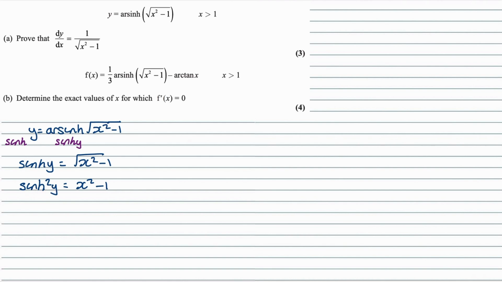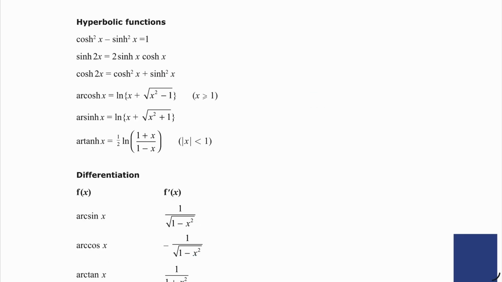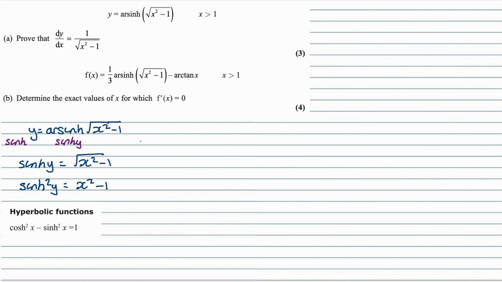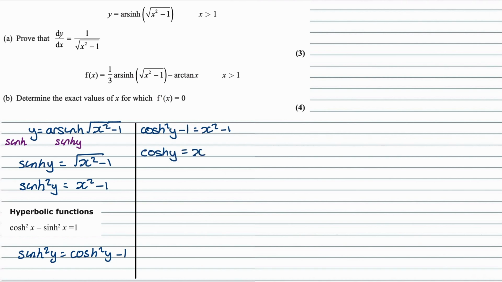with this sine squared y. If we look at the formula booklet, we can use this identity to write sine squared y in terms of cos squared y. So we'll move this term over to the right hand side and the 1 over to the left hand side. So sine squared y will be cos squared y minus 1, and then we can substitute this into here. And you can see that these negative 1s will cancel. And then we can take the square root of both sides. So cos y will equal x.